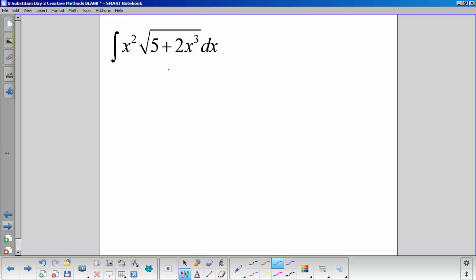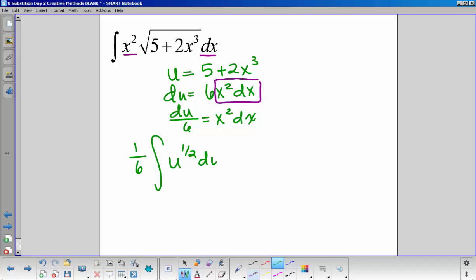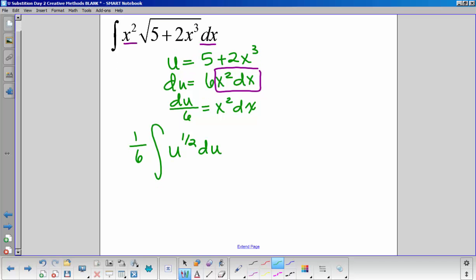So I would let u here equal 5 plus 2x to the third. Good. And then du is going to be 6x squared dx. Now I'm happy to see this because if I were to solve for x squared dx, which I have in my integrand up here, this would be du over 6. So it's just a constant difference there. And so I'm going to bring the 1/6 out in front, change my variables, and so this is now u to the 1/2 du, and we can use the power rule here.